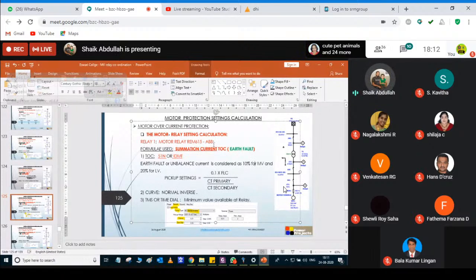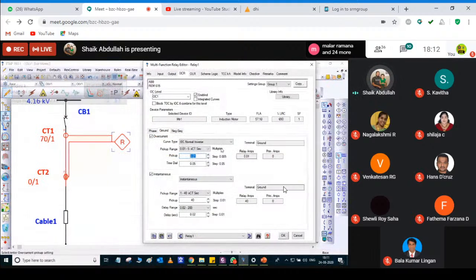And our voltage of 4.16 kV is medium voltage, so I can add only 10% unbalance up to your full load current. In this case, how much will it be? 57.10 into just add 10%, so 5.71 divided by 70 is 0.08. So here your setting value will be 0.08.